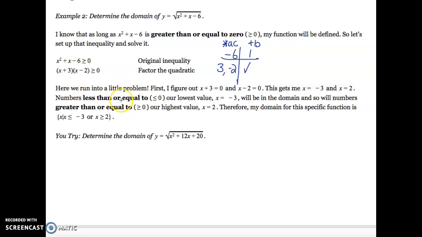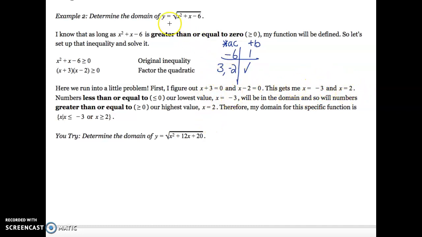I said we run into a little problem. It's not really a little problem, but first you have to separately set your x plus 3 and your x minus 2 equal to 0, right? Because you have two factors, so there are two ways that this thing could be greater than or equal to 0. And so then if I subtract the 3 over, then I get these as my solutions. So x equals -3 and x equals 2.